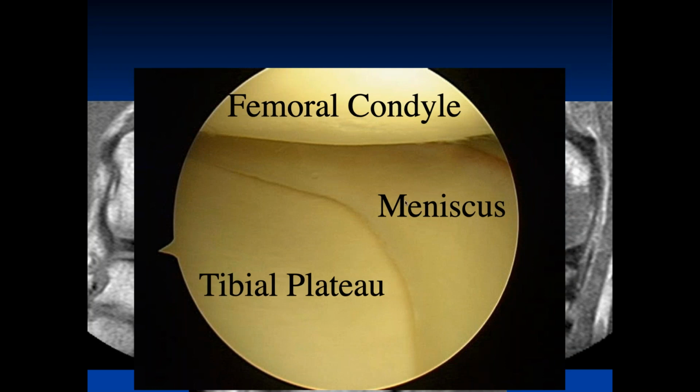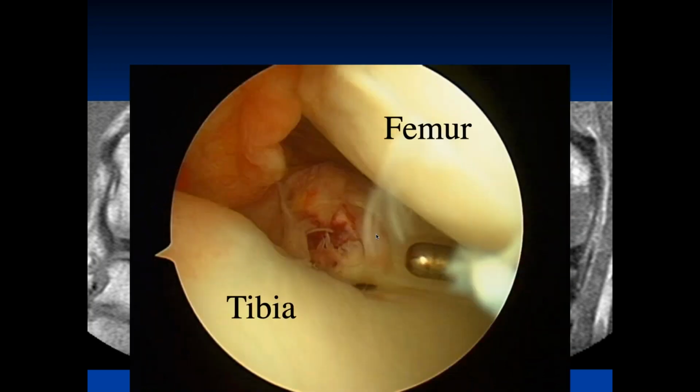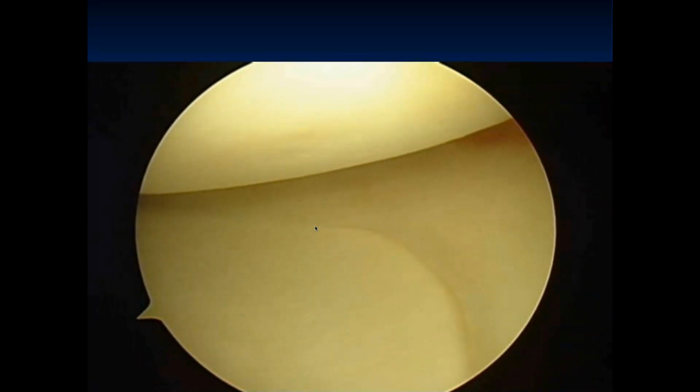This is the femoral condyle up here. Here's the meniscus here. Here's the tibial plateau. And what we'll do is we'll follow the meniscus around. This is a nice normal free edge of the meniscus. And then we'll get to the back and we'll see where it's torn off its attachment to the tibia right here. So here's the video.